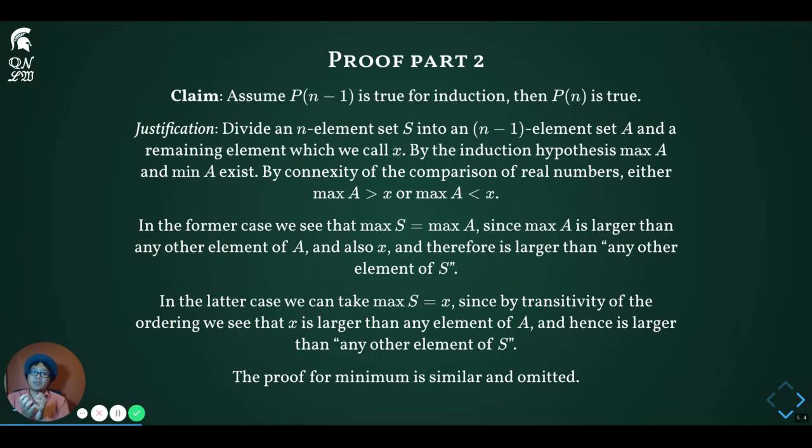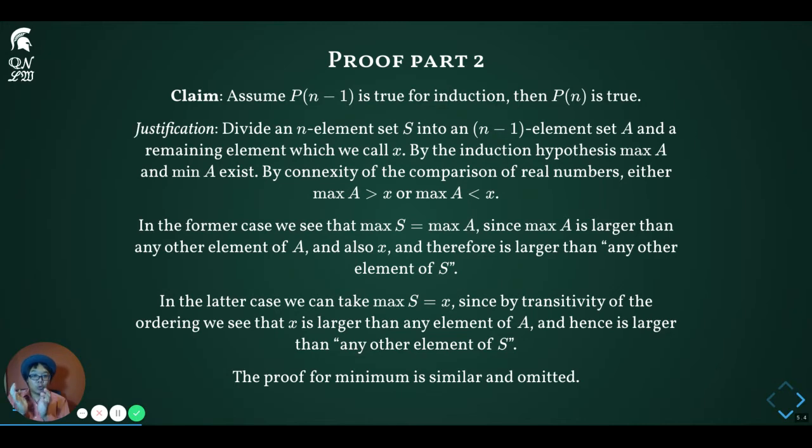The induction hypothesis applies to A, and hence A has both a max and a min. We concentrate on the case for the max. The case for the min is similar and omitted. Since the less than comparison on real numbers is connex, meaning that any two numbers are comparable, we know that either max of A is bigger than x or max of A is less than x.